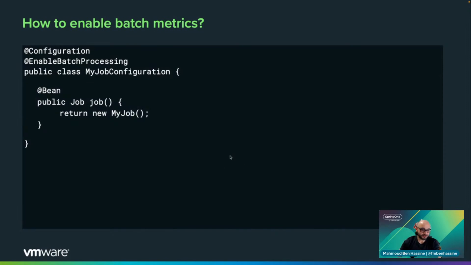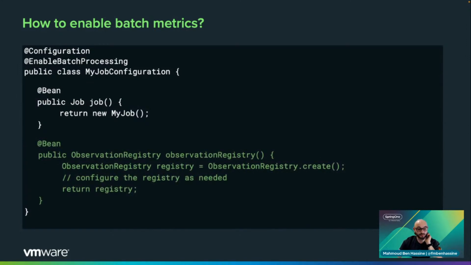So this is the classical Spring Batch configuration class. All we have to do is to add a bean of type observation registry. This is from Micrometer. Once I have this observation registry in my application context, Spring Batch will detect it and use it for metrics. Of course, this observation registry should be configured with a backend that is supported by Micrometer, and that's it. That's all I have to do.